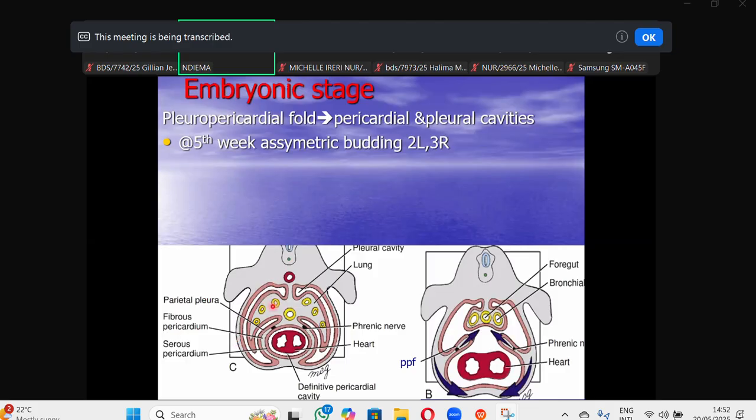Apart from this, we have the growth of the membrane that eventually forms the pleura. We have the pleuropericardial fold that eventually divides the space so that we have the pleural cavity and also the pericardial cavity.